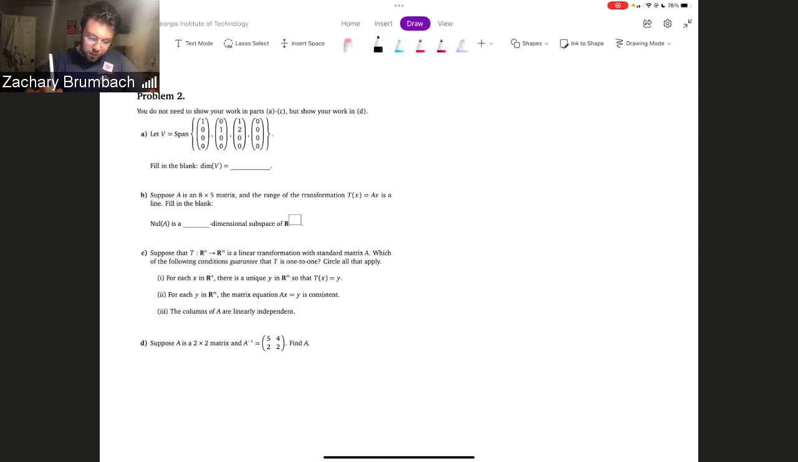All right. You do not need to show work in parts A to C, but show work in D. Alrighty. So let V equal the span of this. So let's find the dimension of V, the dimension of the span of vectors. They asked for part B specifically, but we'll go through each one, because parts A and C at least are pretty quick. And part D we can talk about inverses and do that one as well.